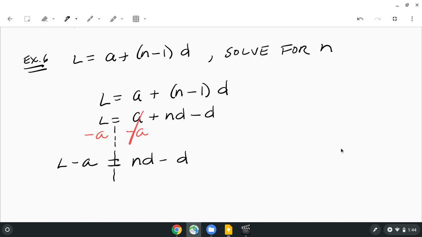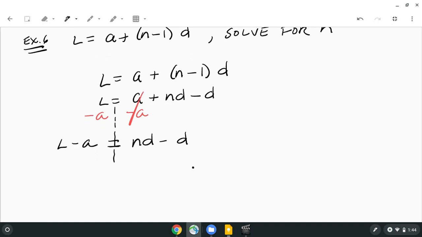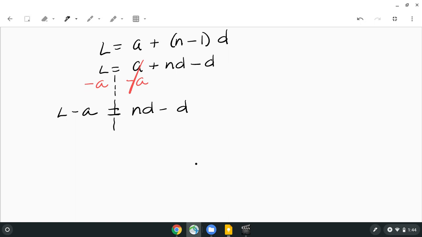Okay, trying to get the n by itself, so I need to cancel this. This is subtract D, so the opposite is to add D. So I'm going to add D to both sides. They cancel out. And again, on the left-hand side, you can't actually do that addition with D, so just copy everything down: L minus A plus D. And on the right-hand side, we get n times D.